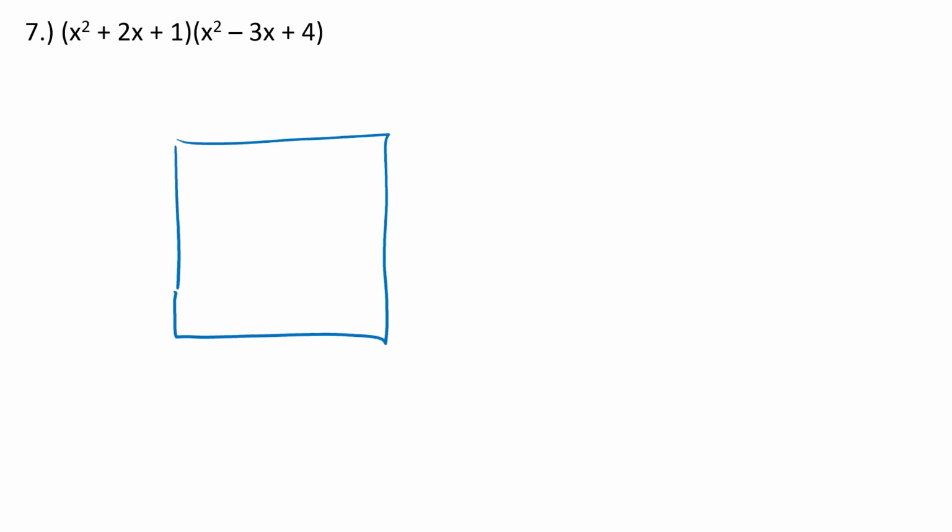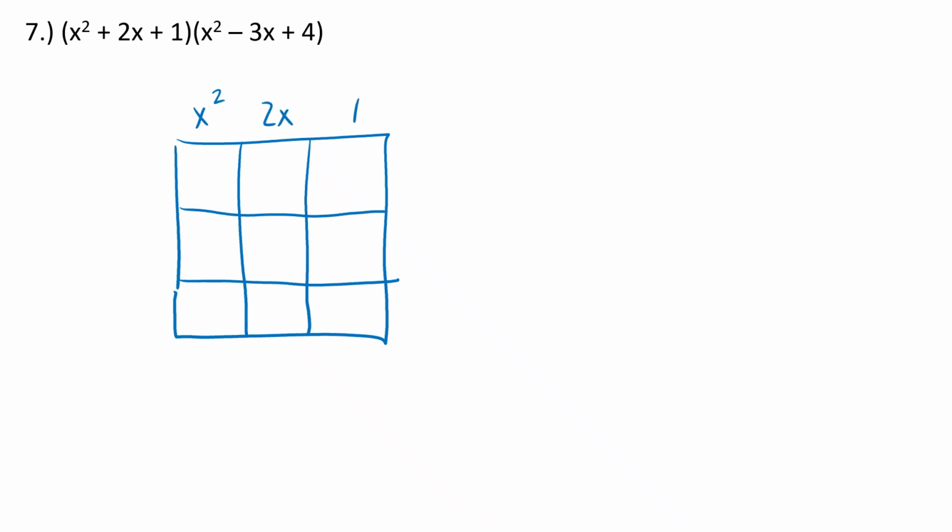But the area model is probably your best bet for doing that because it's going to have a lot of pieces to it. All right, so we've got x squared plus 2x plus 1, and then for our height, we have x squared minus 3x plus 4, and we just have all these nine little multiplication problems that we have to do there.